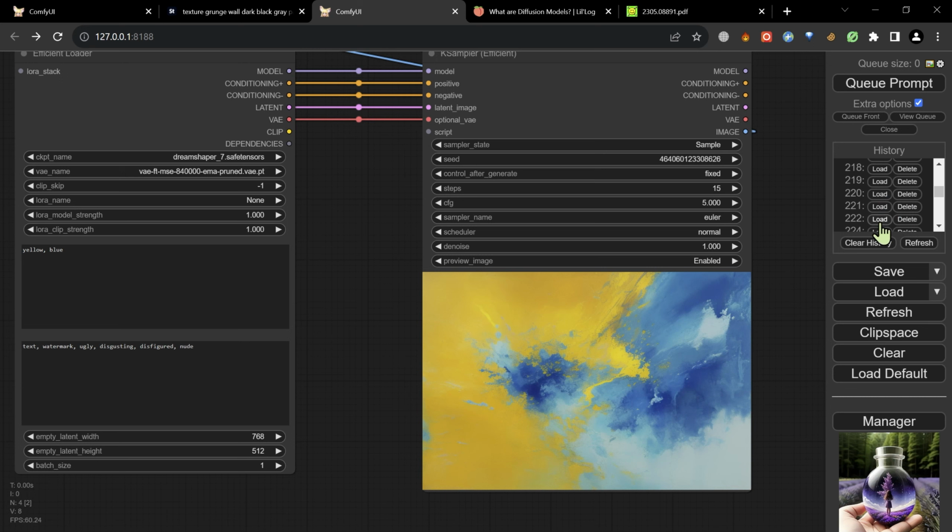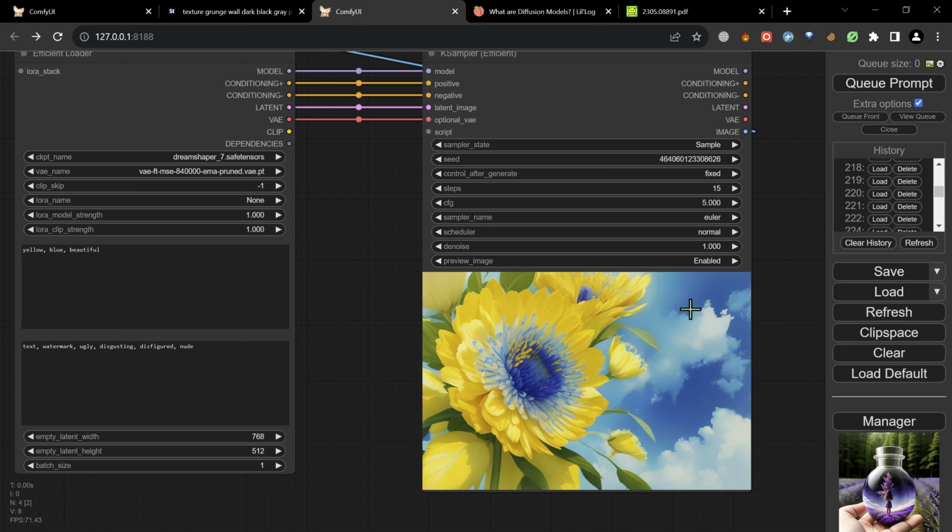So we've gone back to Dream Shaper here, and what we're going to do is add another word to the prompt. The word is beautiful. Someone looking at this would conclude that I'd added the word flower. If they were to try to guess what words I'd used to describe this, they would say he used the words flower, blue, and yellow flower, he used sky and clouds. They wouldn't be able to guess the words that I'd actually used to describe this. They wouldn't be able to guess text, watermark, ugly, disgusting, disfigured, nude as the negative prompts.